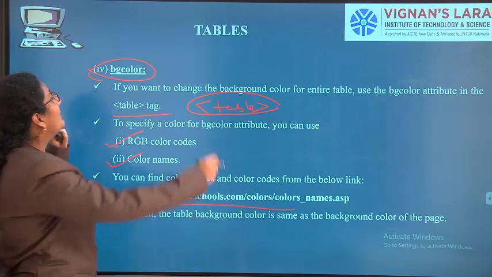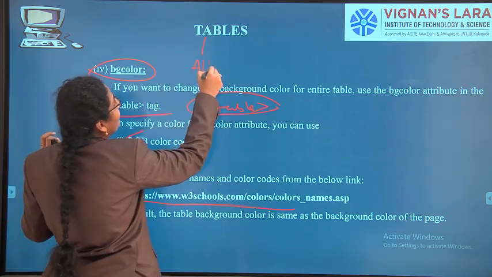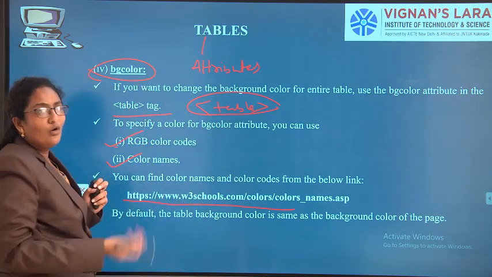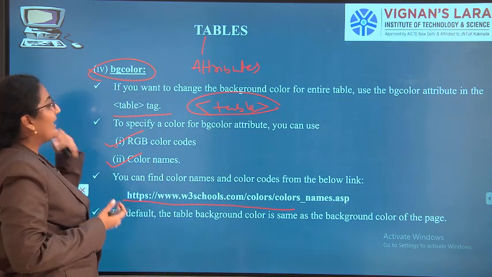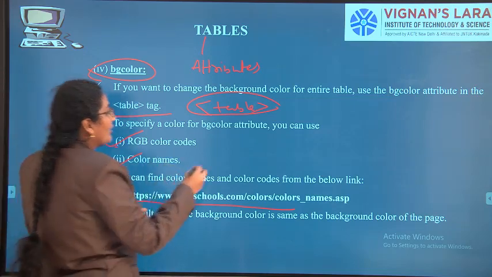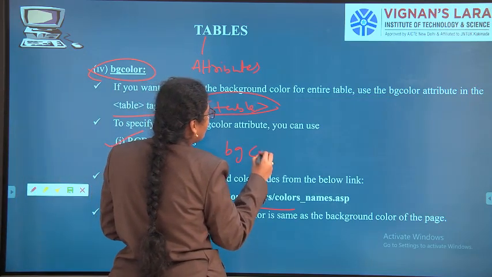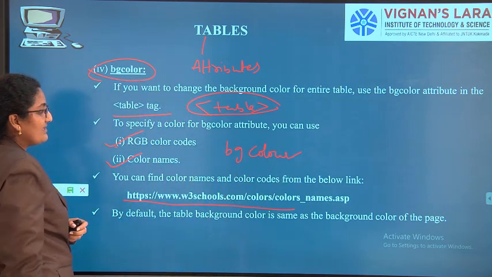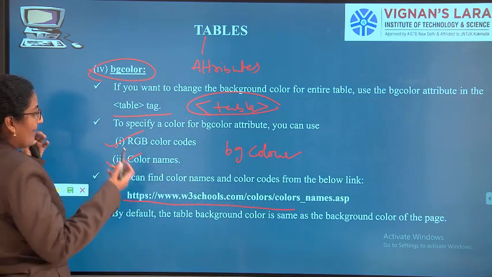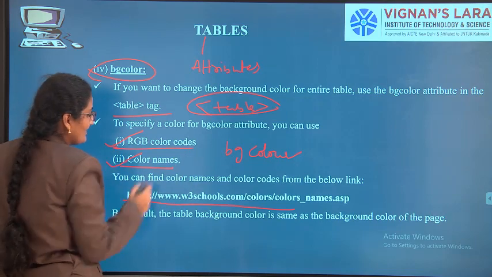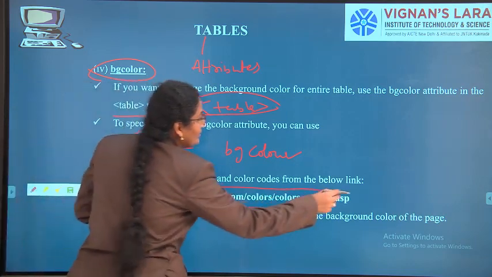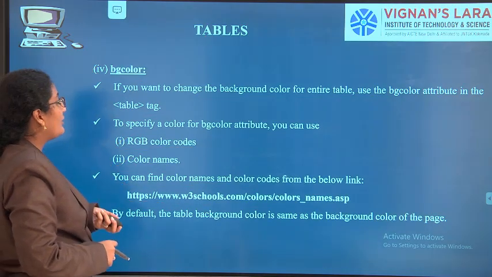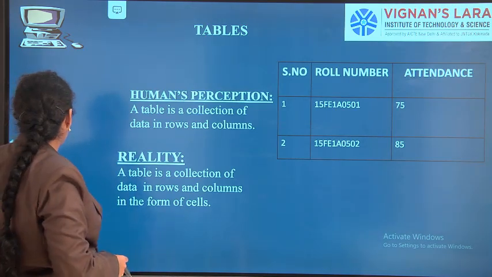So remember, table will have attributes. These attributes are nothing but border, alignment and then background color. Background color is given as BGCOLOR. All this about color codes and color names you can see in W3Schools in this link. So you can have background color also.